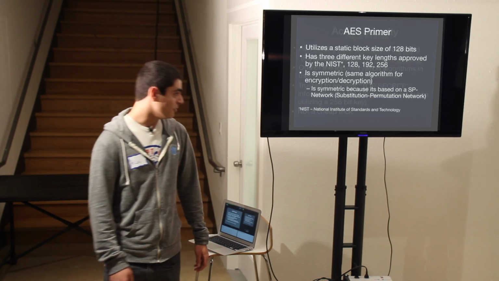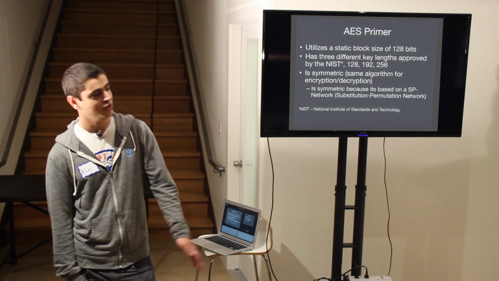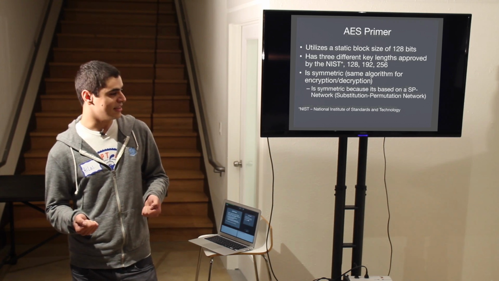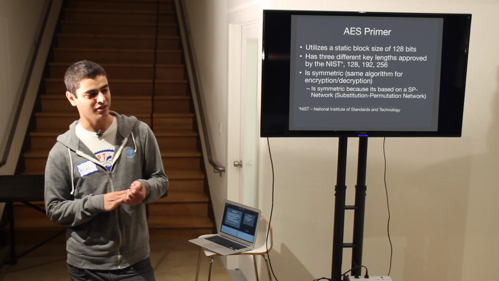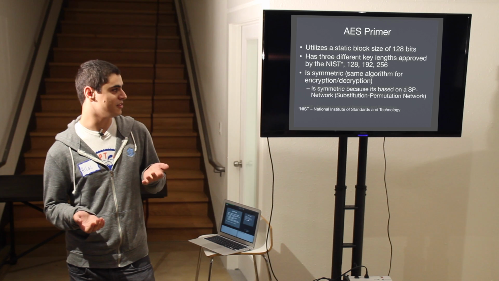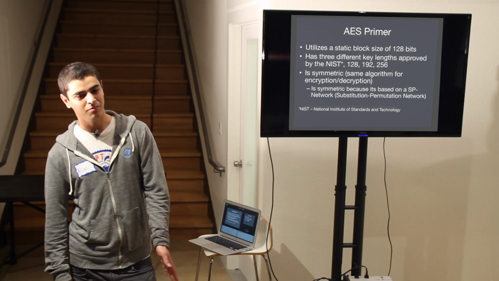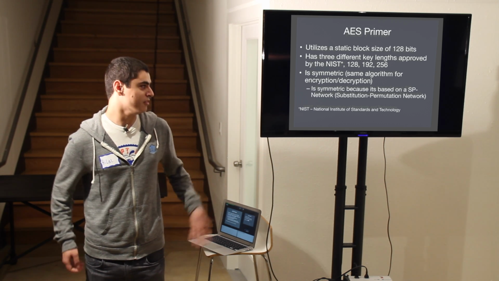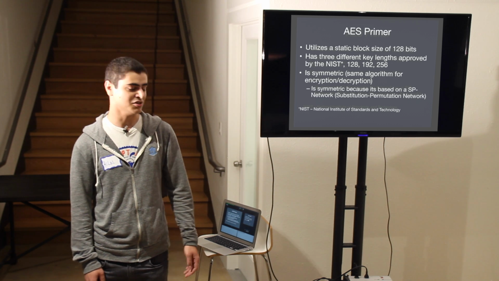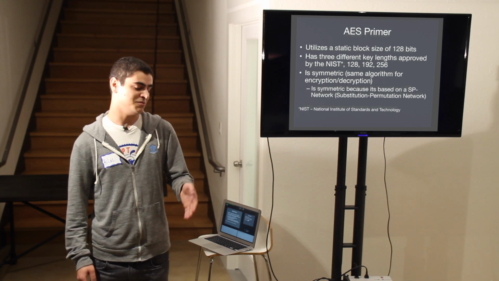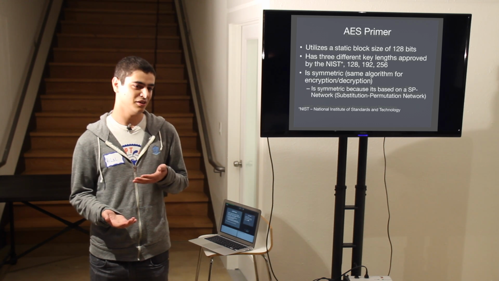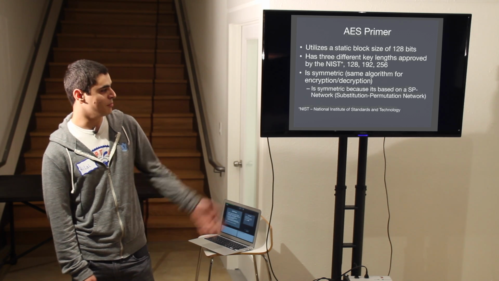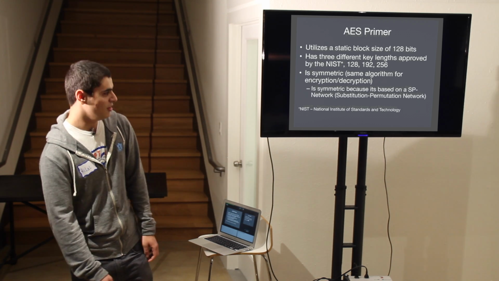Just to give everyone a basic introduction, whether you know it or not, AES uses block sizes of 128 bits, which is 16 bytes, and has 3 different approved key lengths. Typically 128 is used. We use 256. It's a symmetric algorithm, meaning the same key is used for decryption and encryption. And it uses something called a substitution-permutation network, which basically means the way it shuffles the data around is reversible. And yeah, it's been approved by the National Institute of Standards and Technology. So it seems like a good pick.